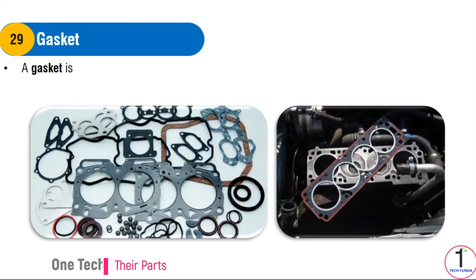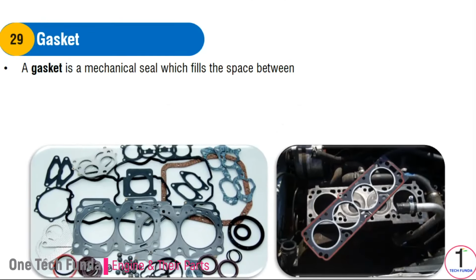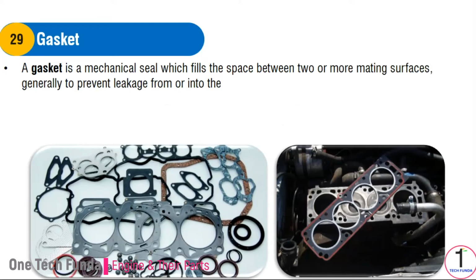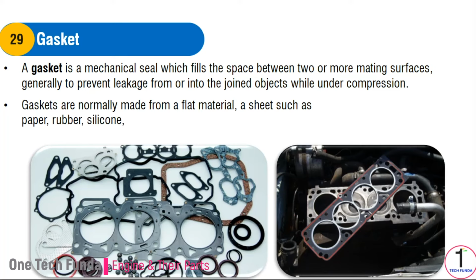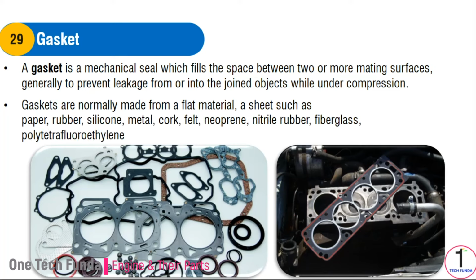Gasket. A gasket is a mechanical seal which fills the space between two or more mating surfaces, generally to prevent leakage from or into the joined objects while under compression. Gaskets are normally made from a flat material, a sheet such as paper, rubber, silicone, metal, cork, felt, neoprene, nitrile rubber, fiberglass, polytetrafluoroethylene, otherwise known as PTFE or Teflon, or a plastic polymer, such as polychlorotetrafluoroethylene.